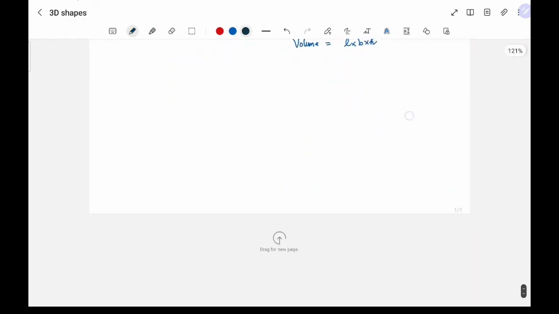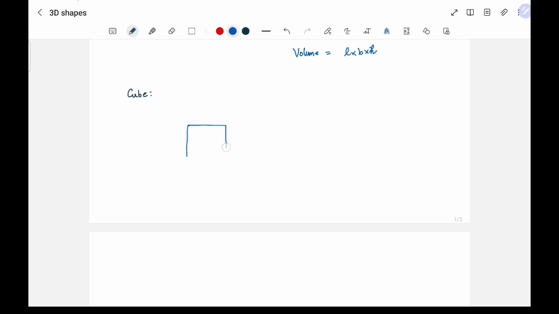Okay. So next we have what is called a cube. Cube is nothing but a cuboid with all sides equal. So it is like taking a square and projecting it to an equal height also. So all sides, edges are equal. So this is A, this is A, and this is also A. So all are A.